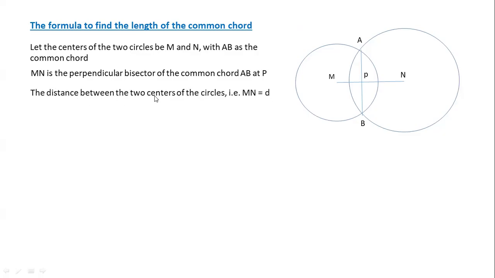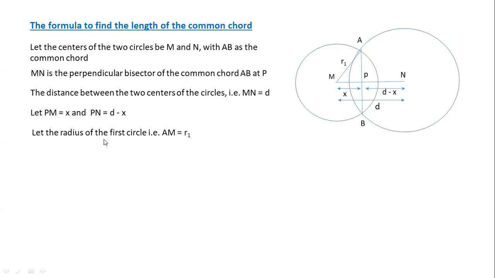Let the distance between the two centers of the circles, that is MN, be D. Let PM be X. If the total distance is D and this is X, then PN is D minus X. Join this radius AM, radius R1, the radius of the smaller circle. Join AN.